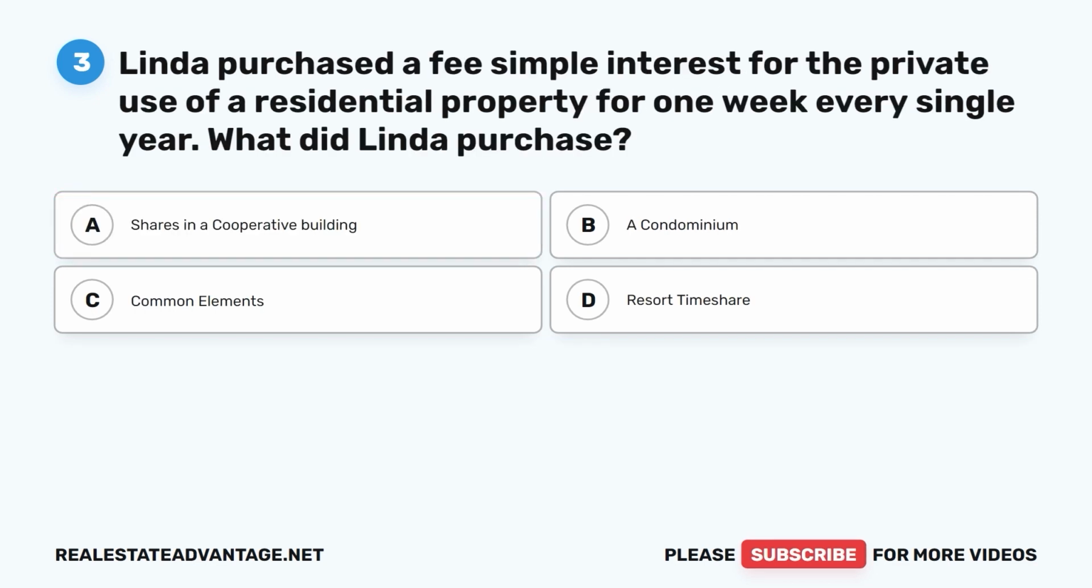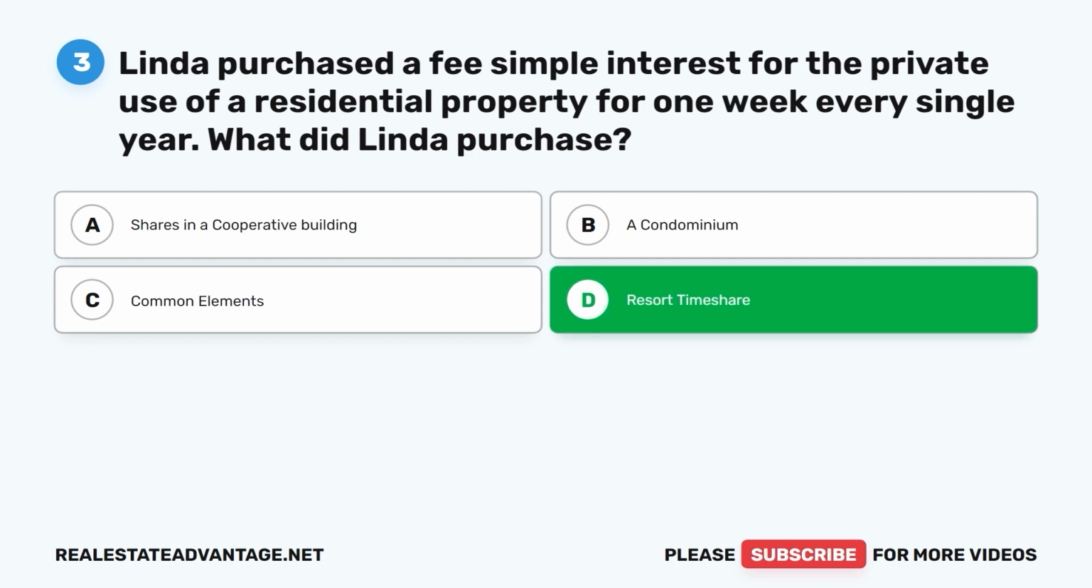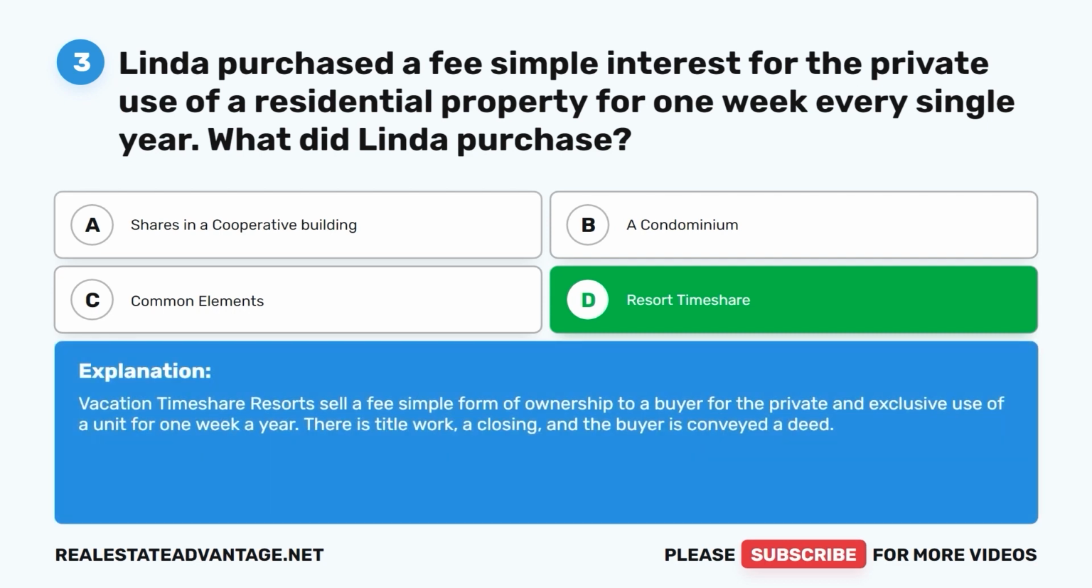Question 3. Linda purchased a fee simple interest for the private use of a residential property for 1 week every single year. What did Linda purchase? A. Shares in a cooperative building, B. A condominium, C. Common elements, D. Resort timeshare. The correct answer is D. Resort timeshare. Vacation timeshare resorts sell a fee simple form of ownership to a buyer for the private and exclusive use of a unit for 1 week a year. There is title work at closing, and the buyer is conveyed a deed.